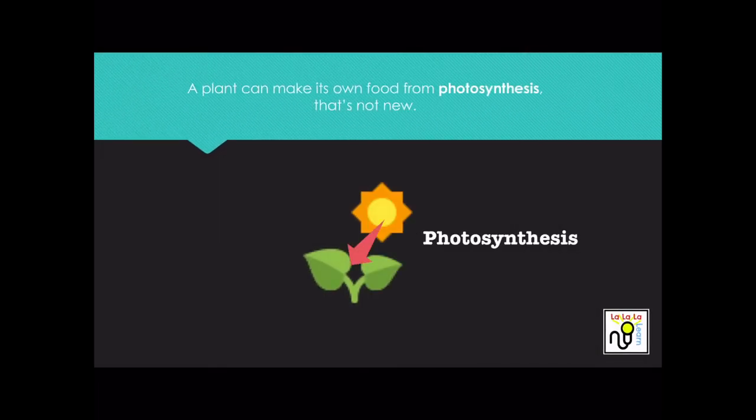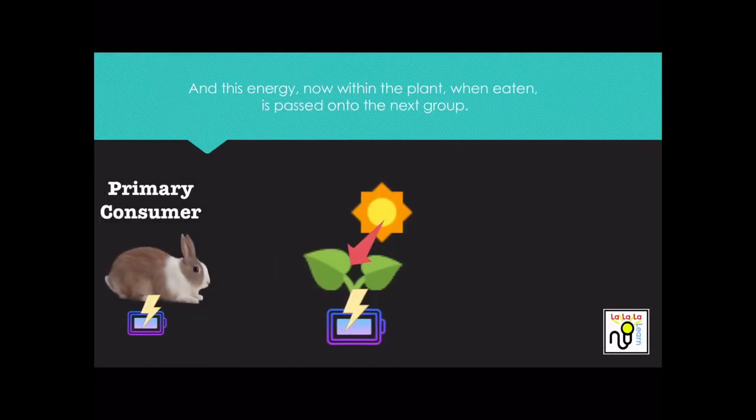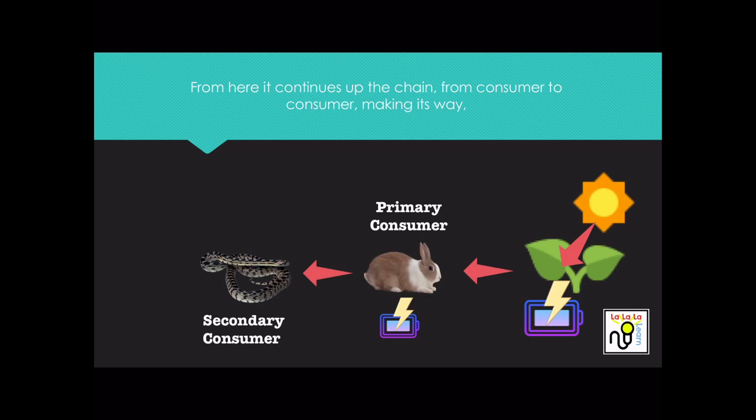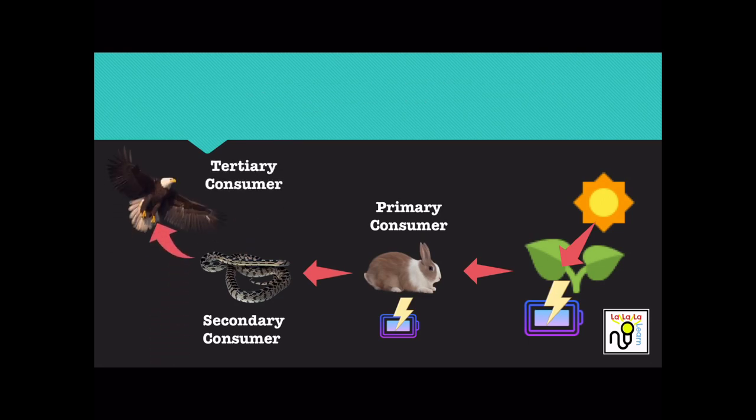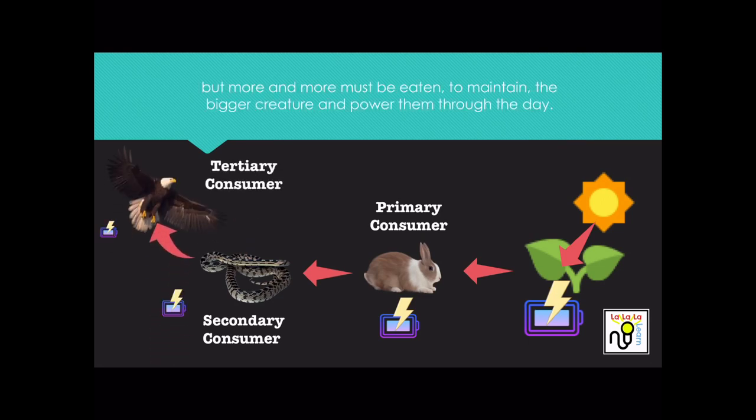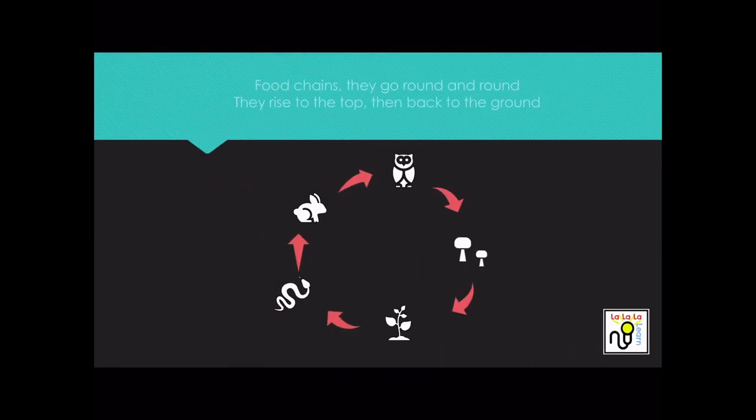A plant can make its own food through photosynthesis. That's not new, and the energy now within the plant, when eaten, is passed on to the next group. From here it continues up the chain, from consumer to consumer, making its way. But more and more food must be eaten to maintain the bigger creature and power it through the day.